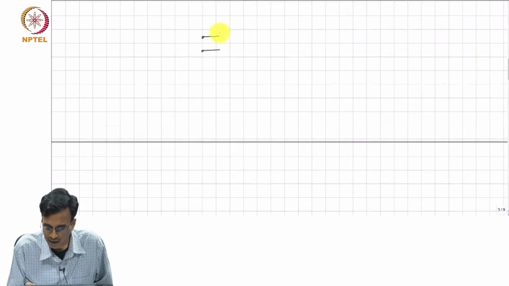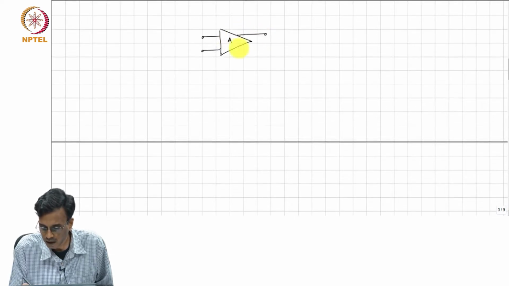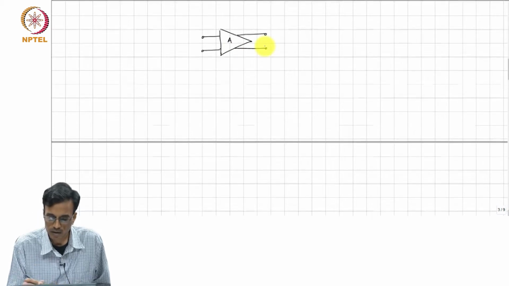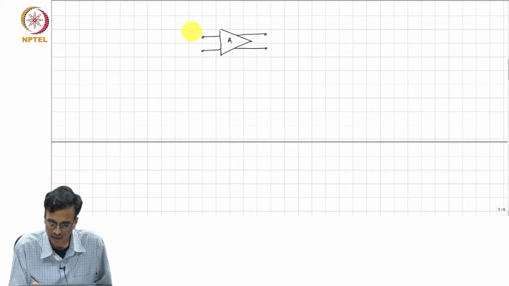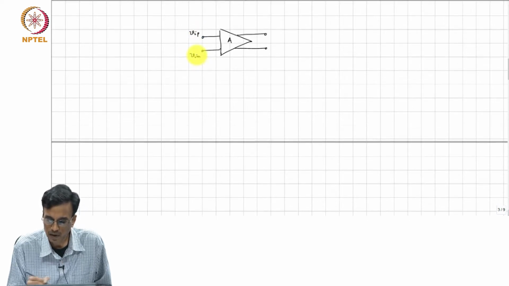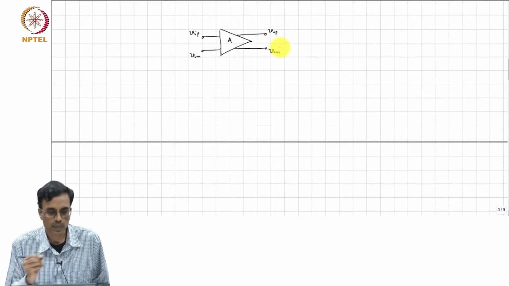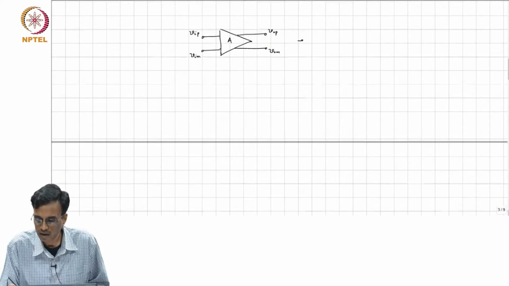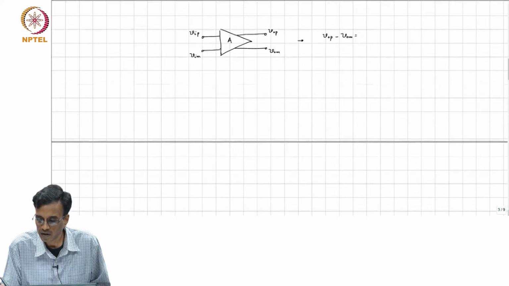So, let us say, nowadays all amplifiers are fully differential. In other words, what it means is that if this is VIP and this is VIM, this is VOP and VOM, then VOP minus VOM is simply A times (VIP minus VIM).